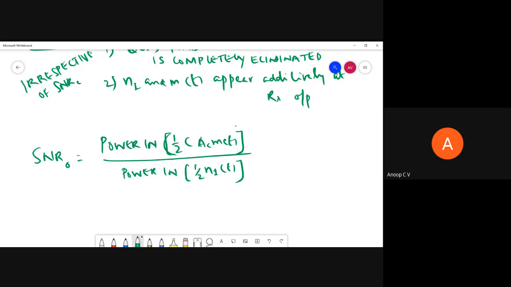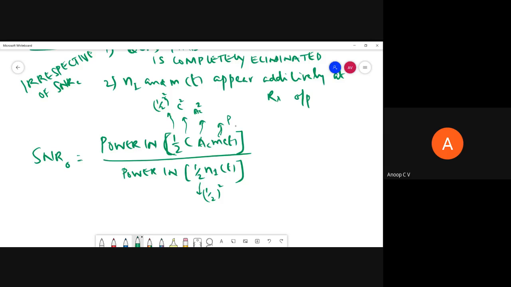I told you, if we have a product of constants and different signals, the constants contribute average power proportional to the square of their amplitude. So we have half, it will contribute half square. C will be C square, AC will be AC square, and m of t we already know its power is equal to P. Similarly here, this half will contribute as half square.